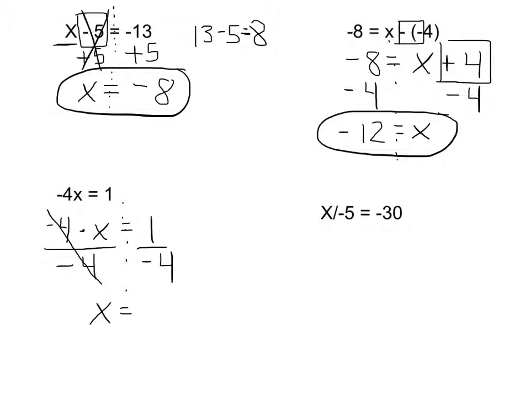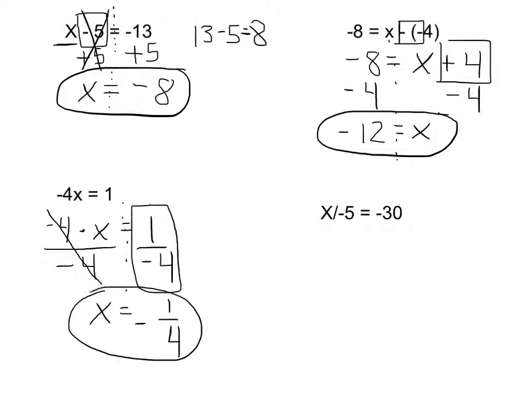Now, a lot of people say, well, what do I do over here? 4 doesn't go into 1. Well, if you really want to turn it into a decimal, feel free. But just leave it as 1/4. One of the terms is negative, so the whole answer is negative. If they were both negative, it would have been positive. But in this case, just because the 4 is negative, the answer ends up being x equals negative 1/4.